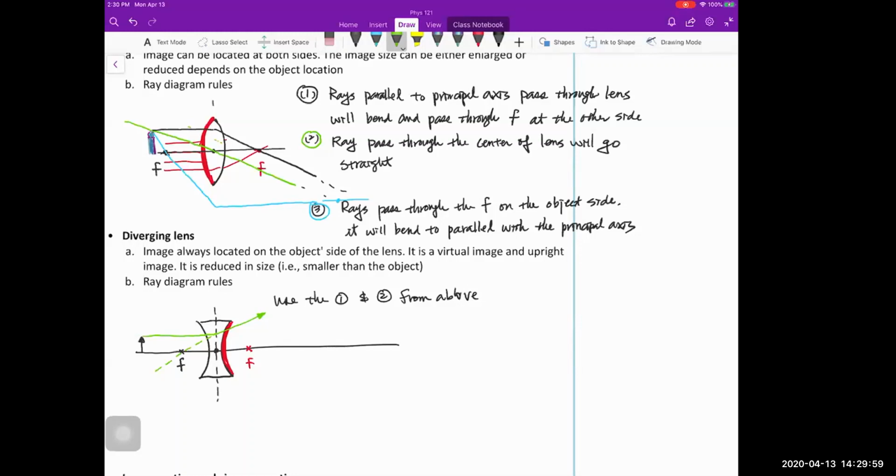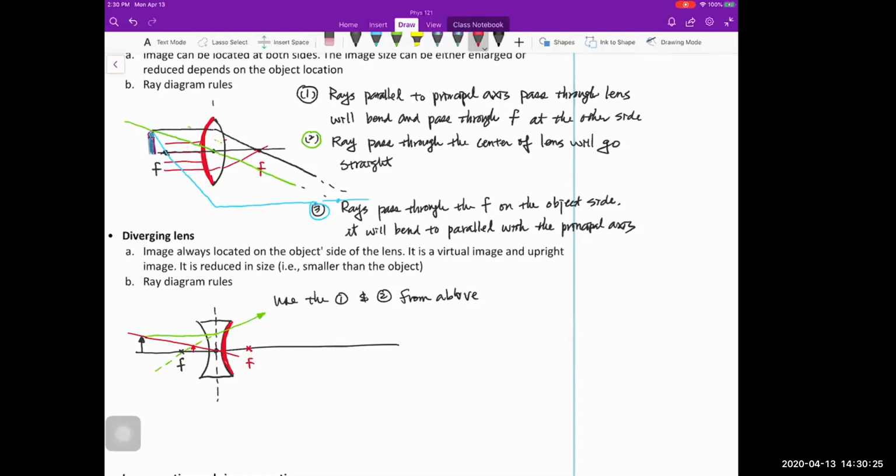The second line you draw is the one that goes through the center. That's the simplest one that I like about this. The line is always going through the center. It will go straight, and that's the line that you draw for the second one. Now you can find an intersection point. That is going to be the intersection point here. So this is where the image looks like.